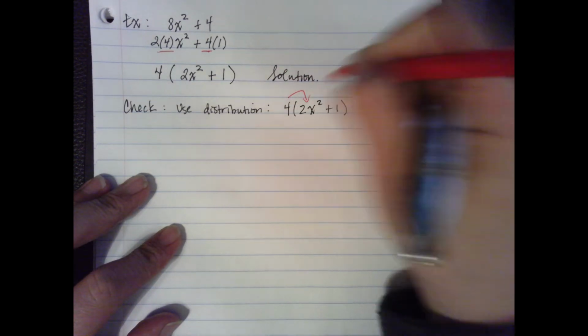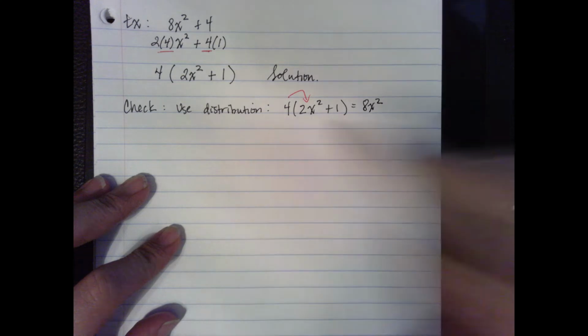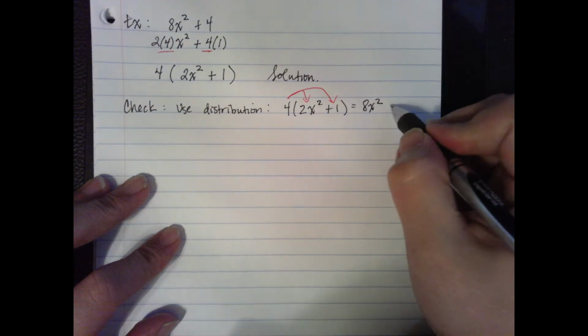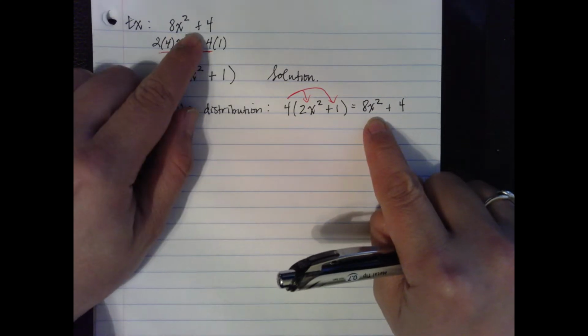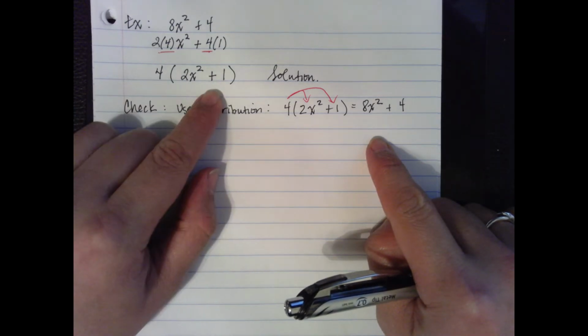So 4 times 2x squared gives me 8x squared. And then 4 times 1 gives me plus 4. I end up with what I started with, so I know my work here is correct. My solution is valid.